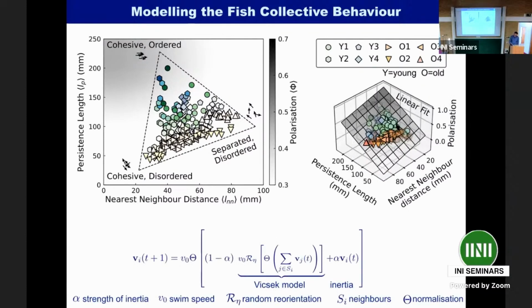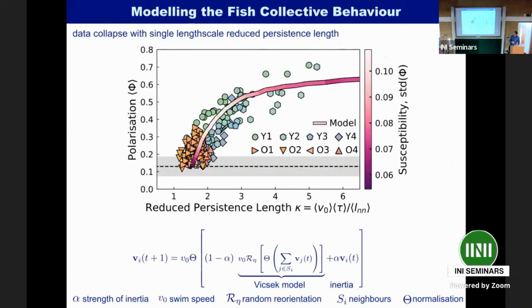But what we found was that we could put a linear fit through the data if we look at the polarization order parameter, the persistence length and the nearest neighbor distance. The data seem to sit on a plane in this three-dimensional representation. And the Vicsek model also describes a plane in this representation. We found that if we added inertia to the Vicsek model, we got rather good agreement with the fish. So the line here is the Vicsek model with inertia added to it.